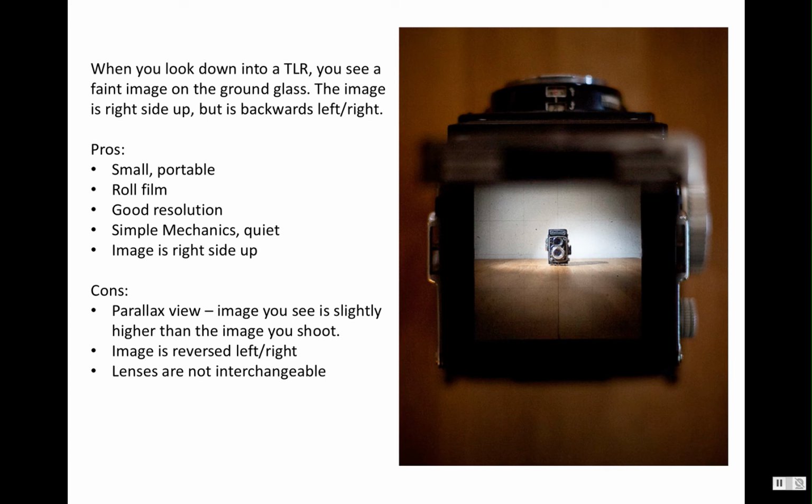Now, if there are cons, there's that parallax view: you're going to see a slightly different image than you actually get. So you have to learn to adjust for that, especially if the subject is close to the camera. The image is still reversed left to right, and that takes a little getting used to. Even when you get used to which way to turn, what I never got used to was when I went to print the image later, it was backwards from the image that I had sort of burned into my memory. And also the lenses are generally not interchangeable on these kinds of cameras.